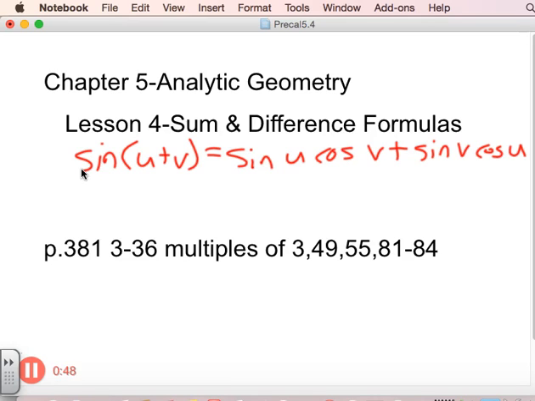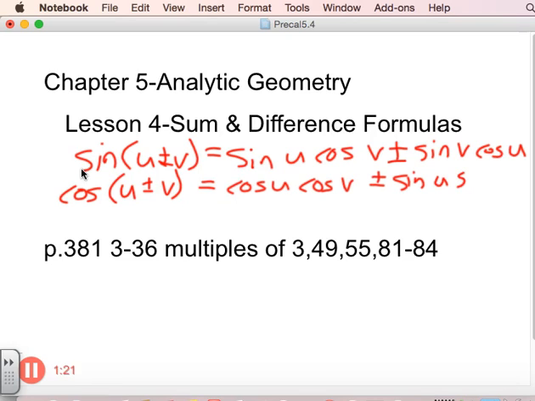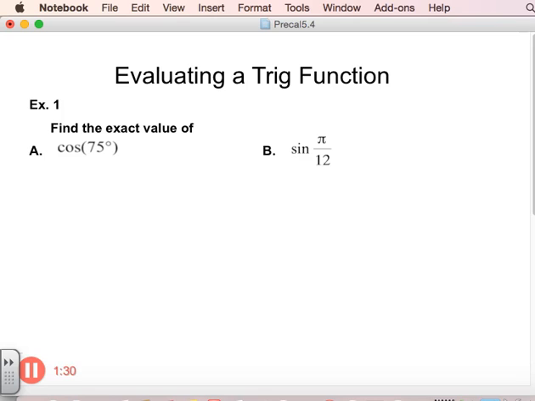And the cool thing is this goes for difference also. So you can put in a minus there. If it's a minus between the two angles, then there is going to be a minus between the two terms that you got. Alright, so that's for sine. Now if you have the cosine of u plus or minus another angle, it is going to be the cosine of the first times the cosine of the second plus or minus the sine of each of them. Okay, and again, you don't have to memorize those, but it's good to know them if you want to memorize them. It just makes it quicker than having to plug everything in.